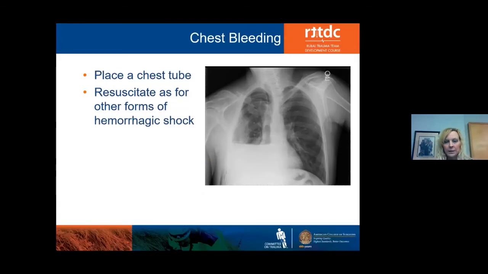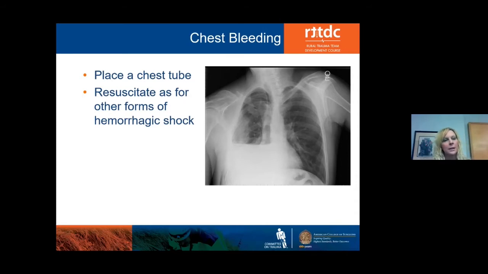So for chest bleeding, as you can see here on the X-ray, on the left side of the X-ray, which would be the right side of the patient's chest, you can see that white area on the lower portion of the chest. This is just showing you that there's hemorrhage there. The first thing you're going to want to do if you see a hemothorax like this is to place a chest tube, and that can immediately evacuate that hemothorax. And with that chest tube, you can also evaluate how much blood is coming out.